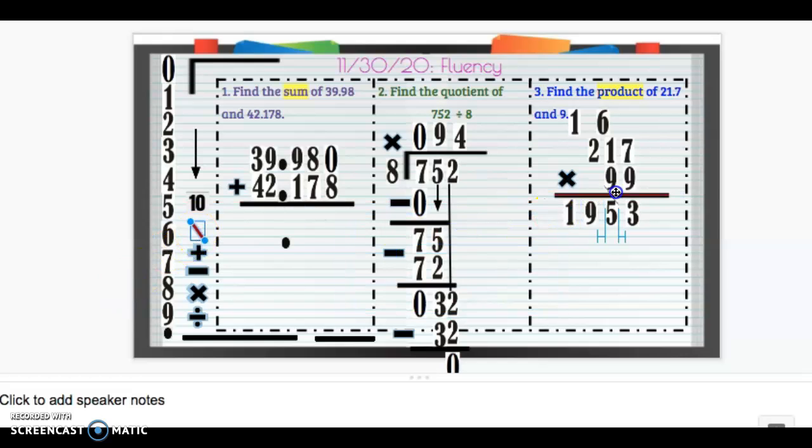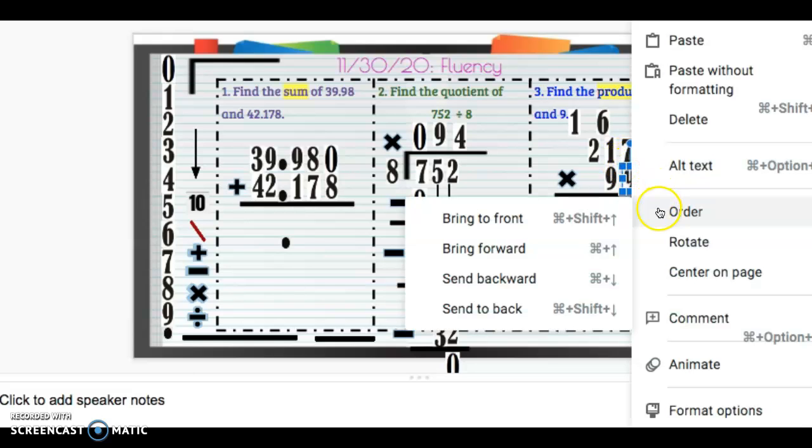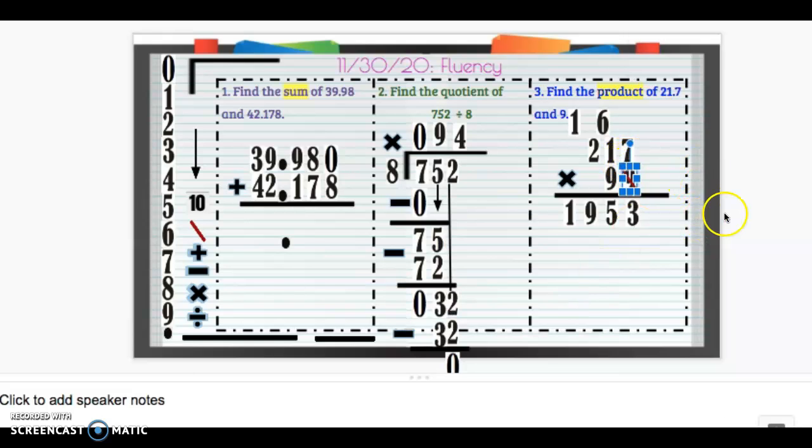Cross off the 9. If I cross off a number, whoops, I got to bring that to the front. So since I cross off the 9, I got to put a 0 below the 3 to stay in its place value of the tens place now. So I got to do 9 times 7 again, which was 63. So I put my 3, and then the 6 is above.